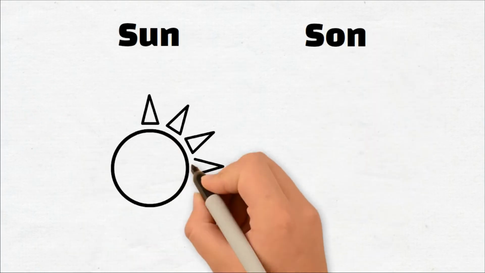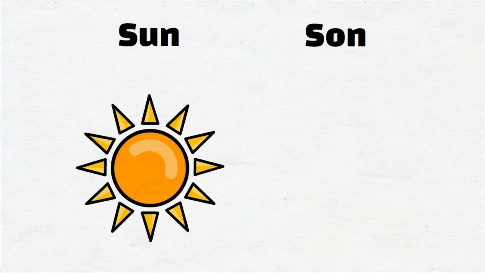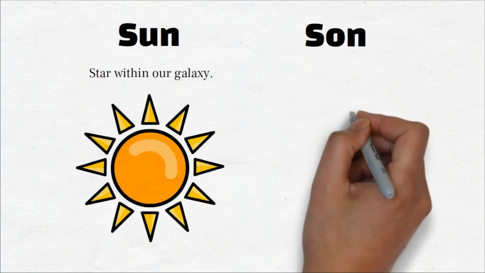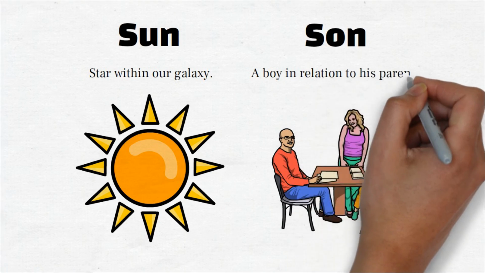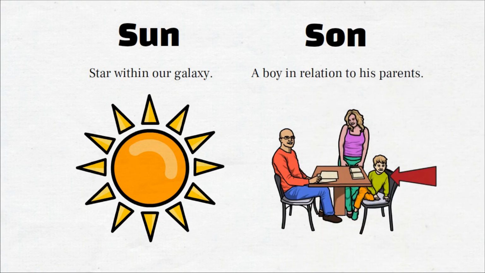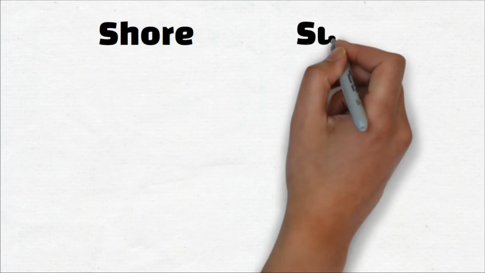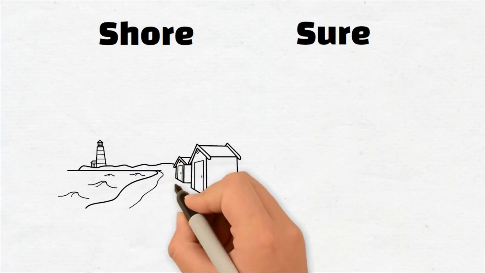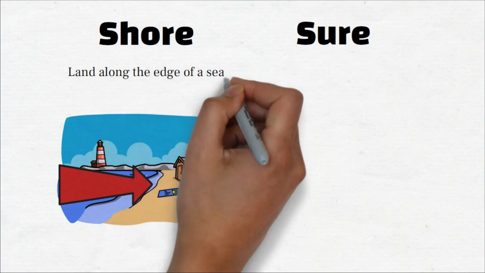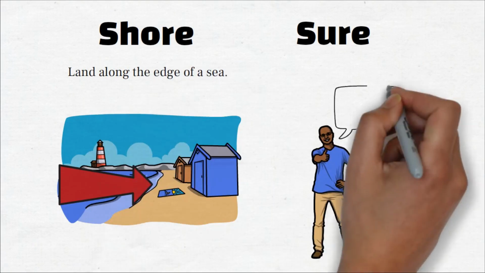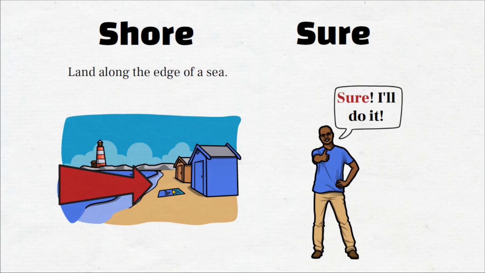Sun. The first is a star within our galaxy. The second is a boy in relation to his parents. Shore. The first is a land along the edge of a sea. And the second describes certainty.